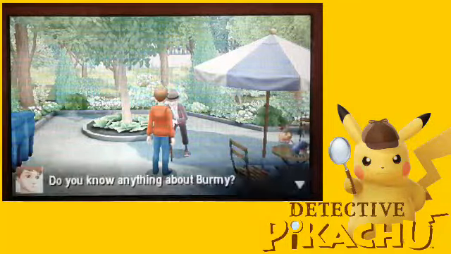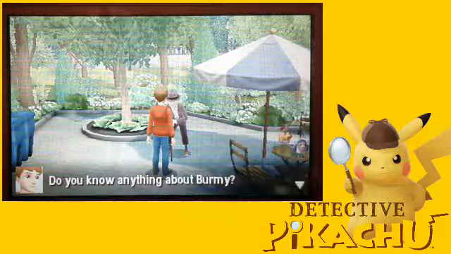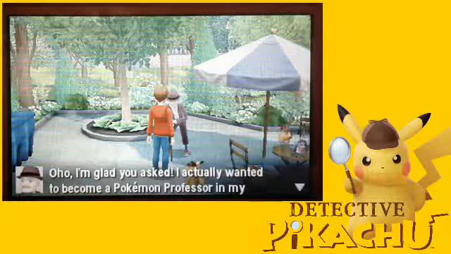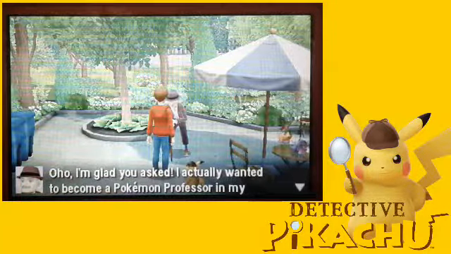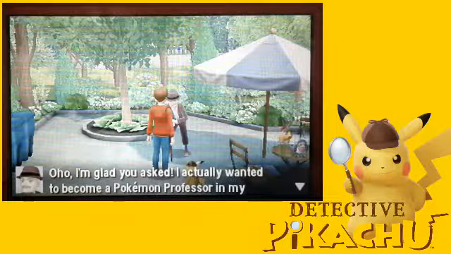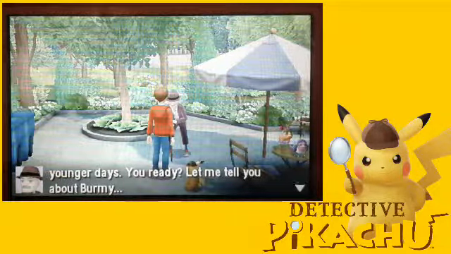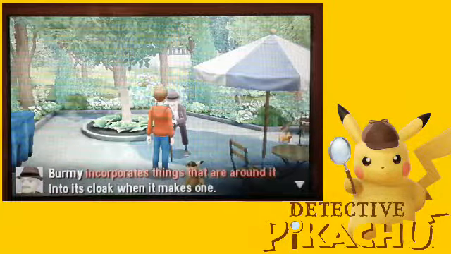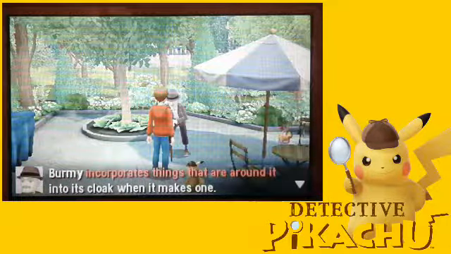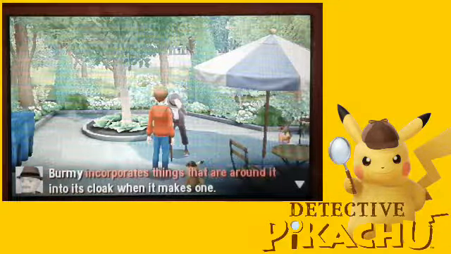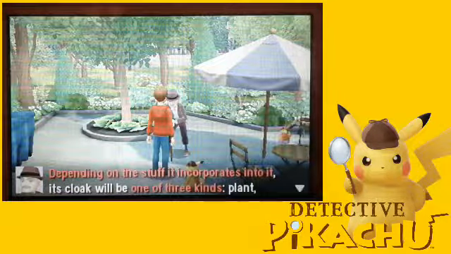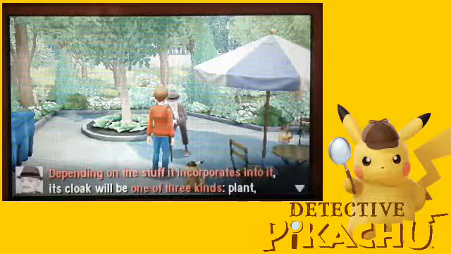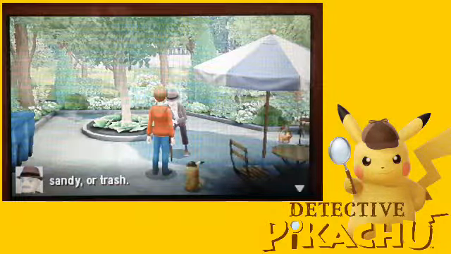Do you know anything about Burmy? I'm glad you asked. I wanted to become a Pokemon professor in my younger days. You ready? Let me tell you about Burmy. Burmy incorporates things that are around him into his cloak. Depending on the stuff that incorporates into it, a cloak will be one of three kinds: plant, sandy, or trash.